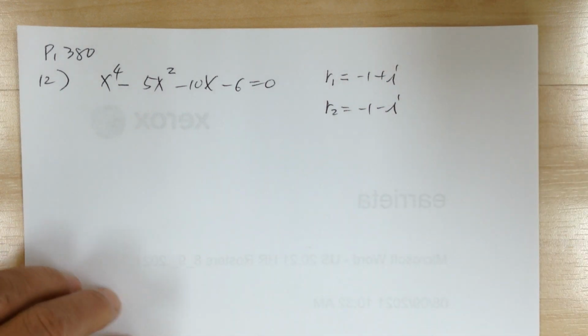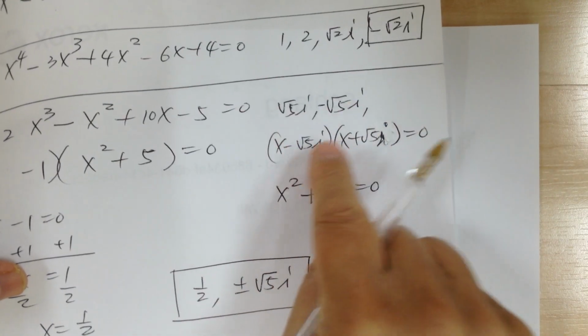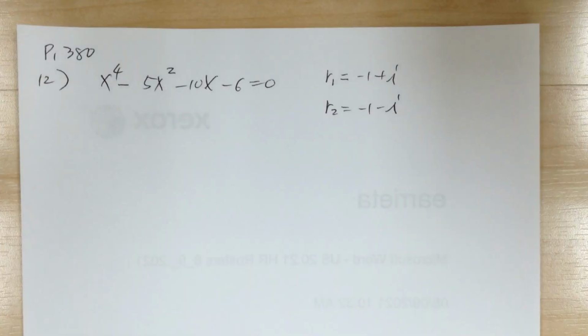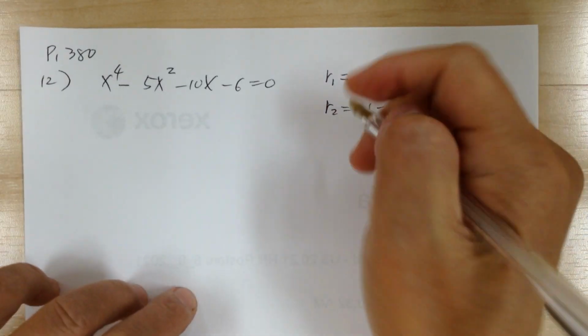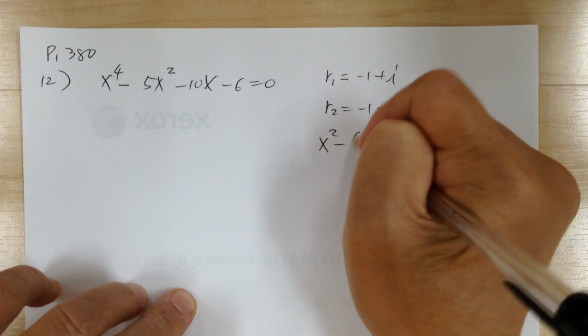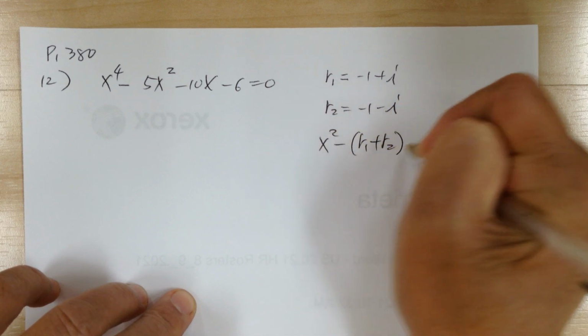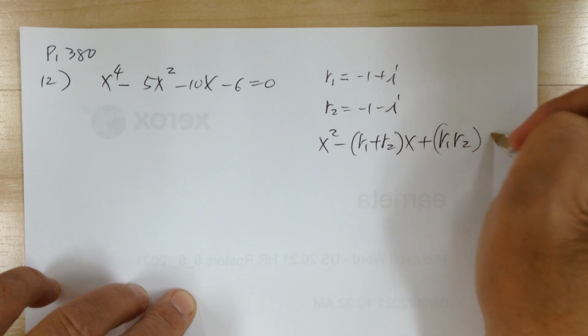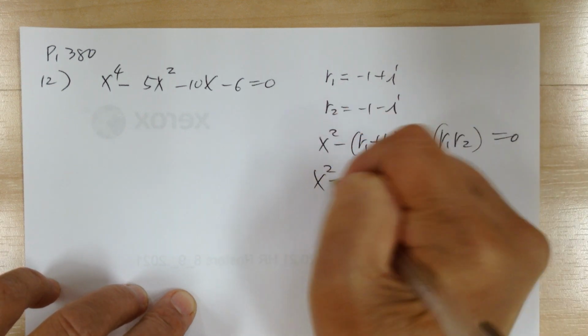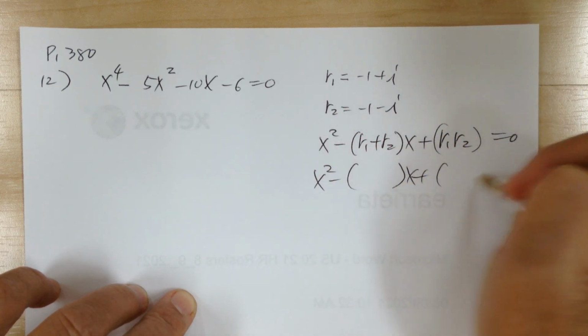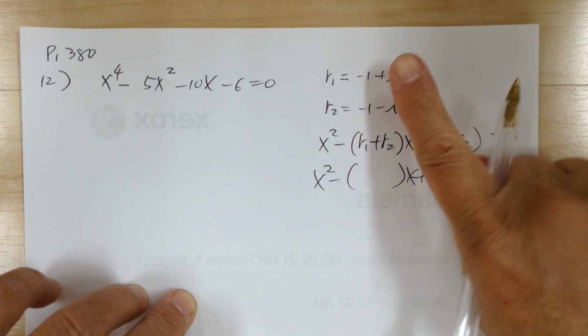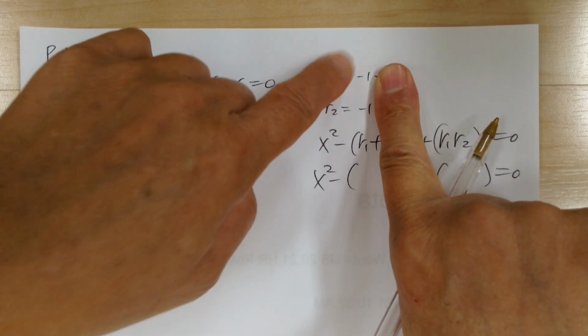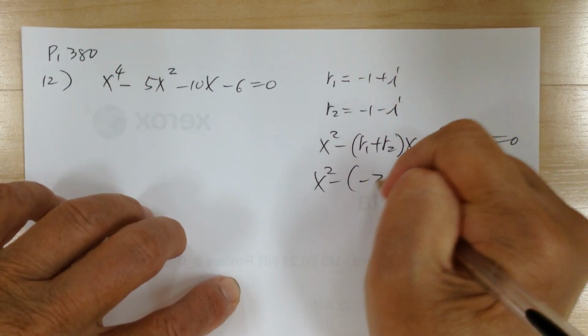Again, you don't want to do this one, because it's going to be messy. So what you need to do is use the root equation: x squared minus (R1 plus R2) x plus R1 times R2 equal to 0. When you add, the i will cancel out, so negative 1 plus negative 1 will give you negative 2.